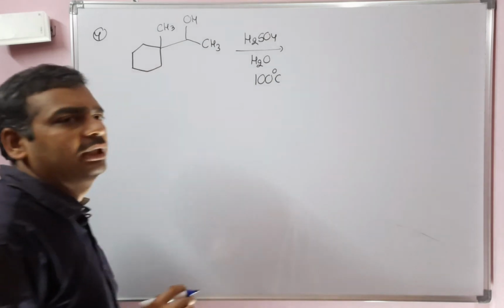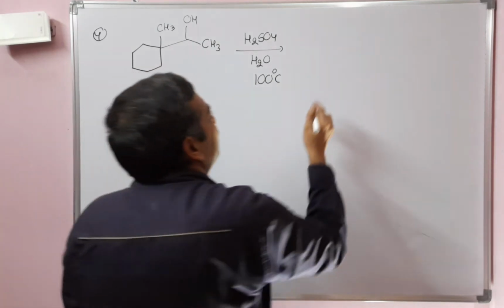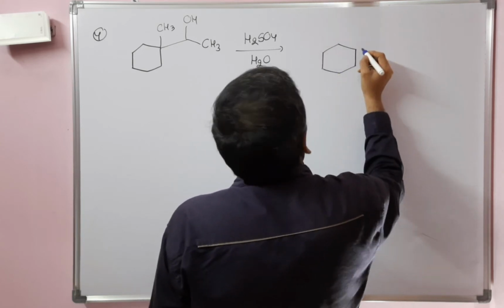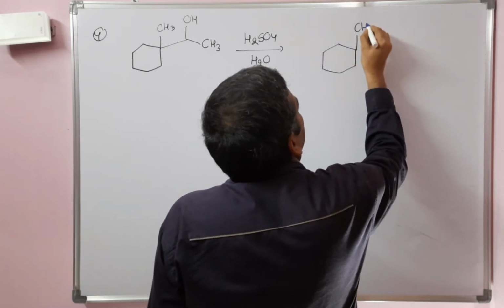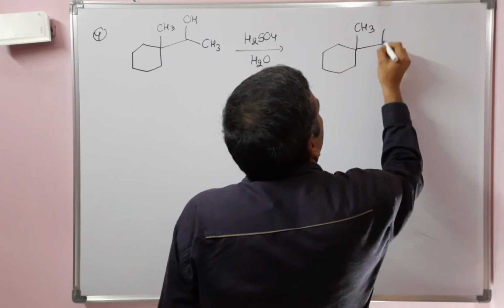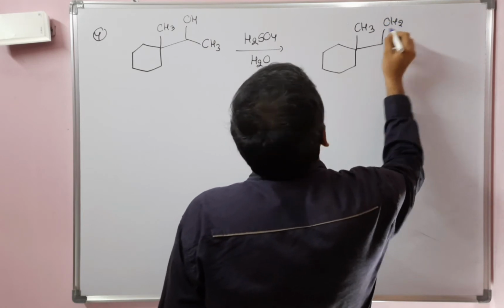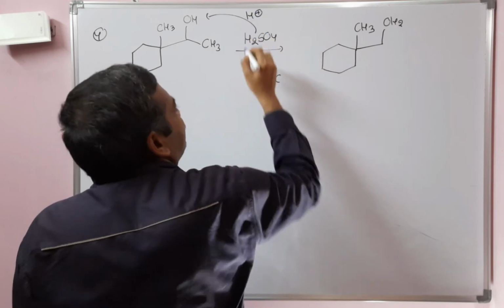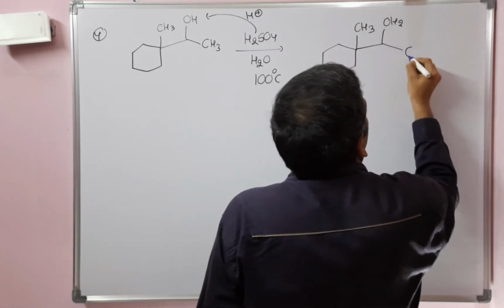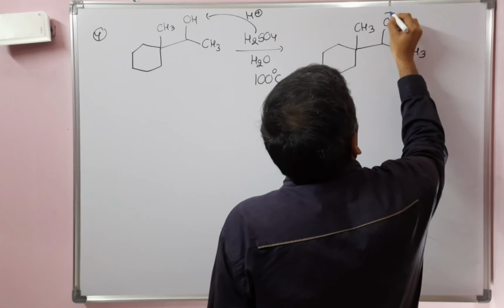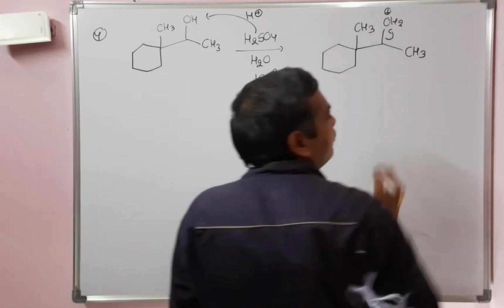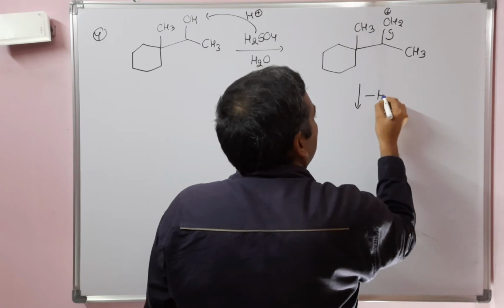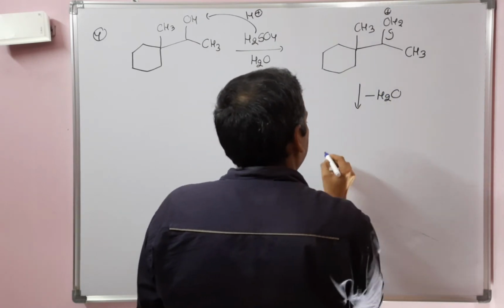H2SO4 and water at 100 degrees centigrade. So what is happening in the first step? In the first step, H plus will attack the OH group, so CH3 OH2 plus is formed here. Now it is a good leaving group. Removal of water will take place from that group.